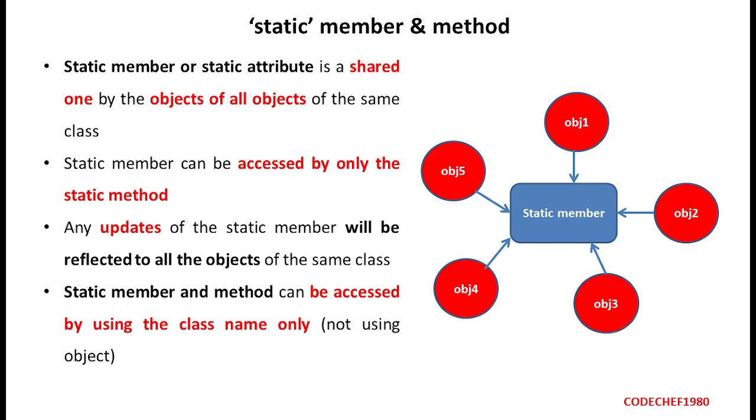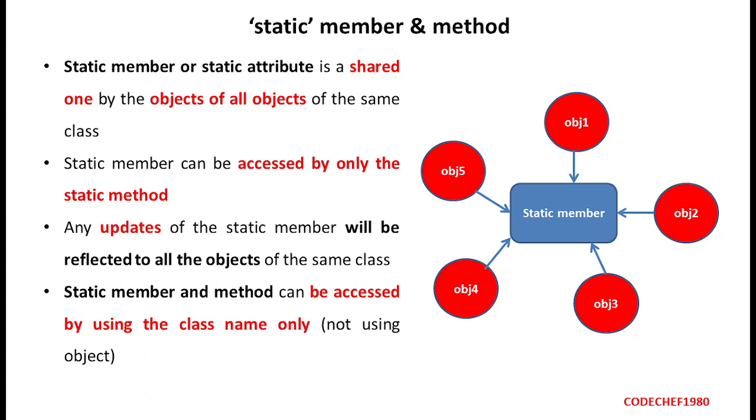Here you can find static members and also static methods. A static member is an attribute, a property or an attribute of the object of the class. When you declare a property or attribute as static, it will be shared by the objects of the same class. Whatever objects we create for the same class can share the same property.